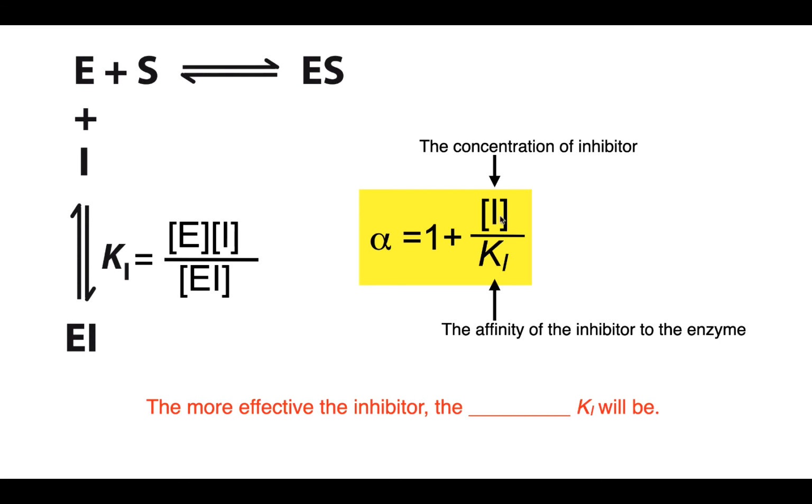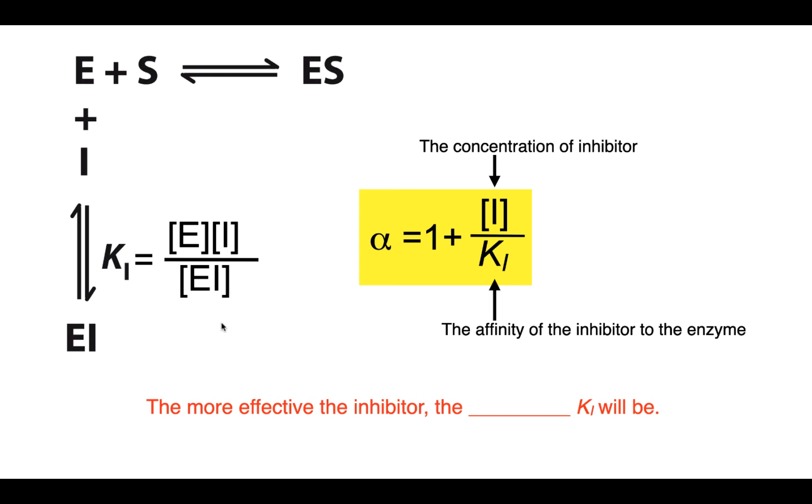First, the concentration of the inhibitor. The more inhibitor there is, the more potent it's going to be. And the second is right here, what's called Ki, and that's the equilibrium constant for the enzyme binding the inhibitor to become an enzyme inhibitor complex. And that constant, that dissociation constant, is defined by this Ki. And notice it is the concentration of the free enzyme times the concentration of the free inhibitor divided by the concentration of the enzyme inhibitor complex.